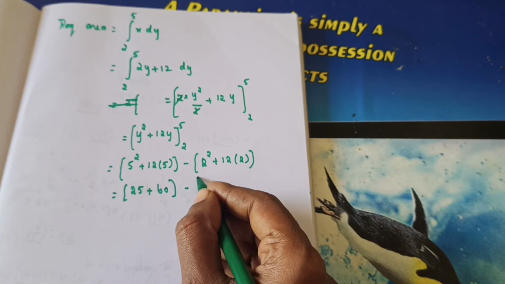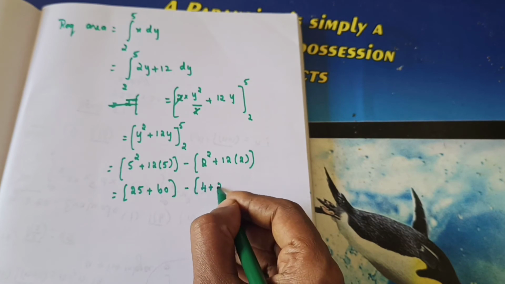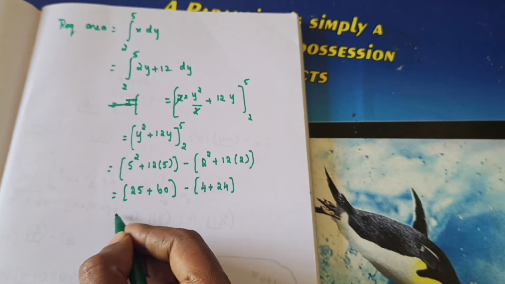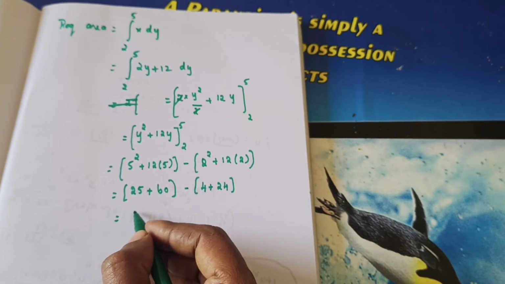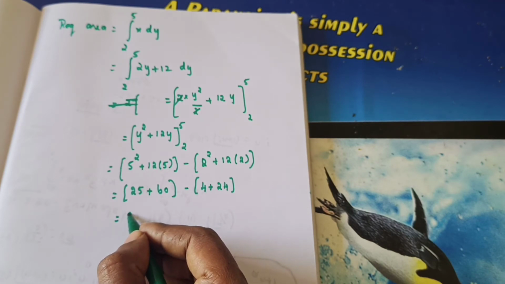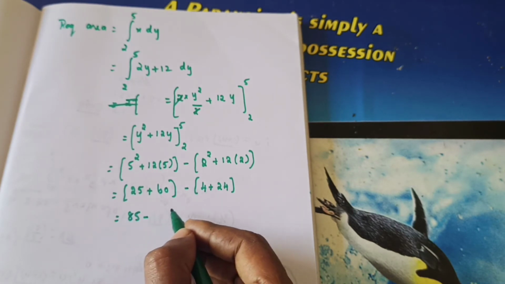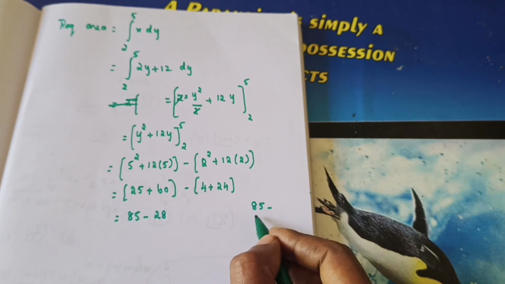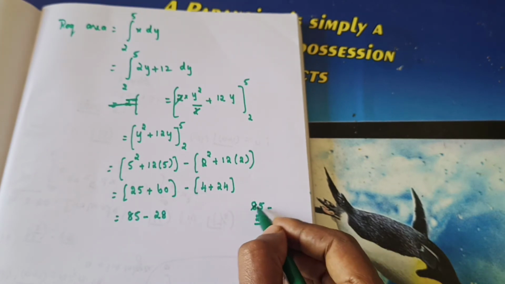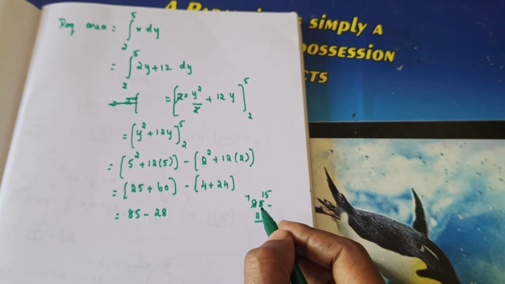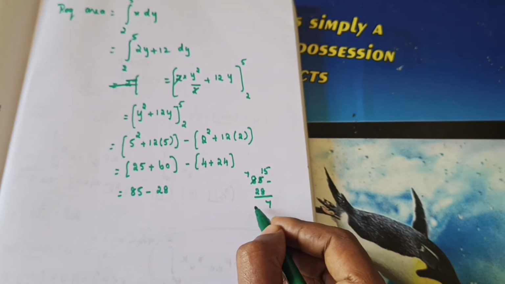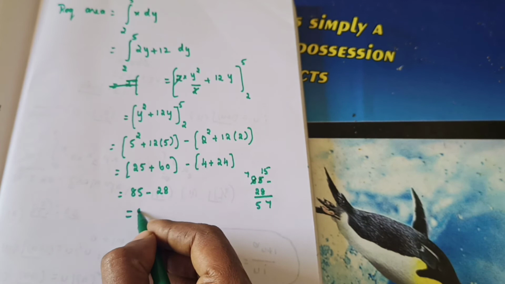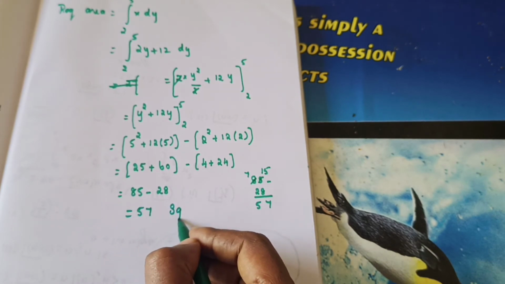60 minus 4 plus 24. So 25 plus 60 means what's the value? 25 plus 60 means 85 minus 28. Subtract, ma'am. 85 minus 28 subtracted. So it is 7. Get 7. Here 57. So what's the answer? 57.